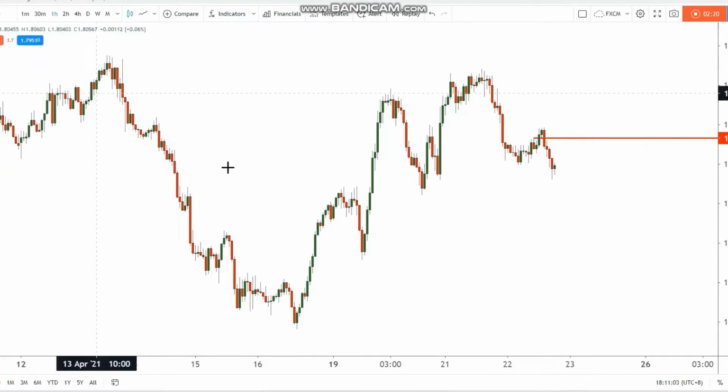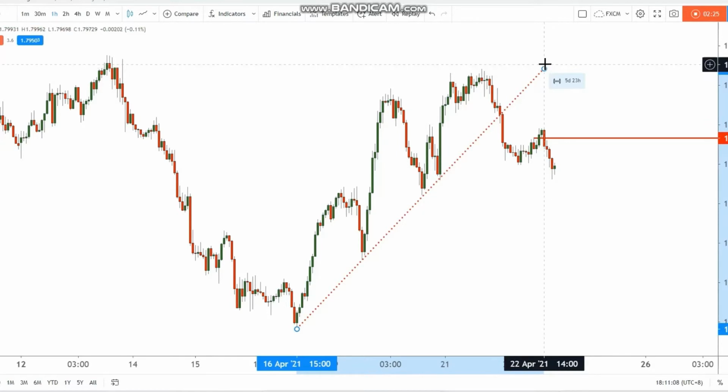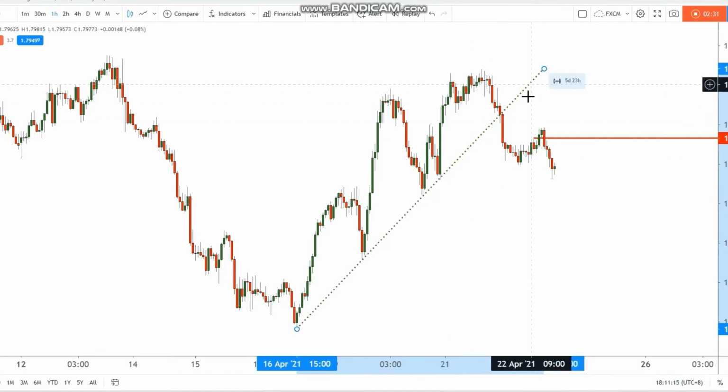So if I draw a trend line on the hourly time frame, you can see more clearly that the structure has been broken. Let me just change the trend line to green color as an uptrend line. You can see that the uptrend line has been broken, it has broken through the trend line and now it's on a downtrend. The trend is on a push downwards.